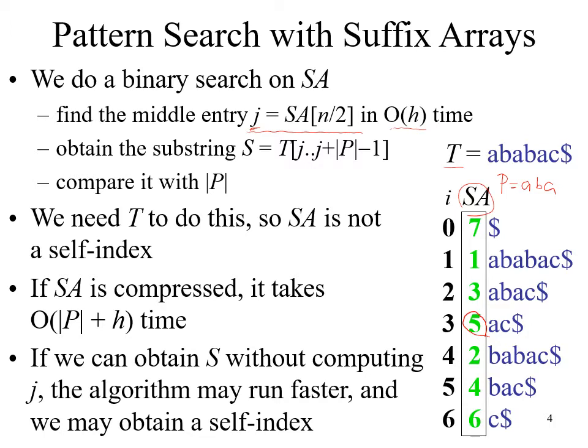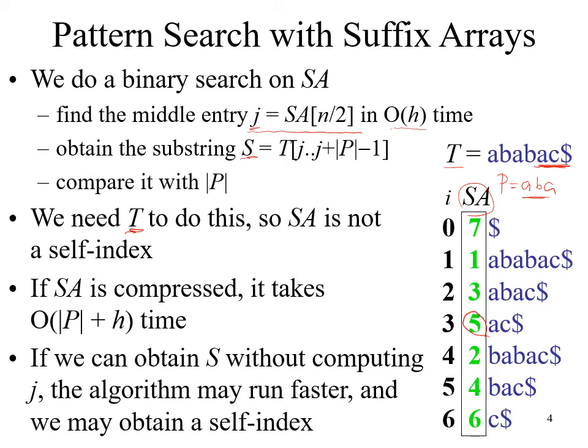Then we look at the string T and obtain the substring, in this case S equals BACDATA. Then compare this substring with P. Then we narrow the range of the suffix array and repeat this until we find the pattern. If we use this algorithm, then we need T. And so this means that the suffix array is not a self-index.